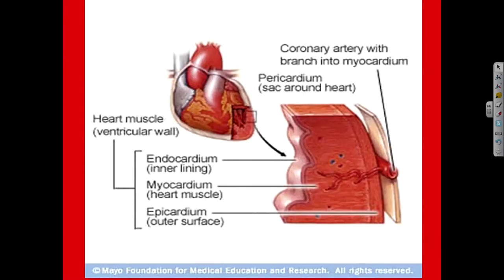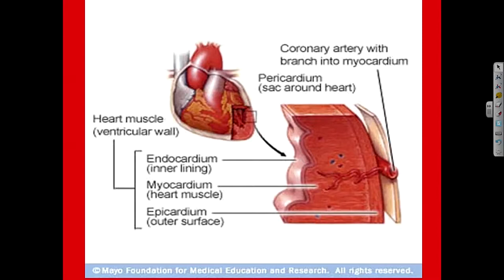So if we look at a section through the wall of a heart, the innermost layer is the endocardium, analogous to the innermost layer of blood vessels being the intima. The middle layer, the muscle layer, is the myocardium, analogous to the middle layer of blood vessels being the media. And the outer layer is the epicardium, analogous to the outer layer of blood vessels being the adventitia. Okay?